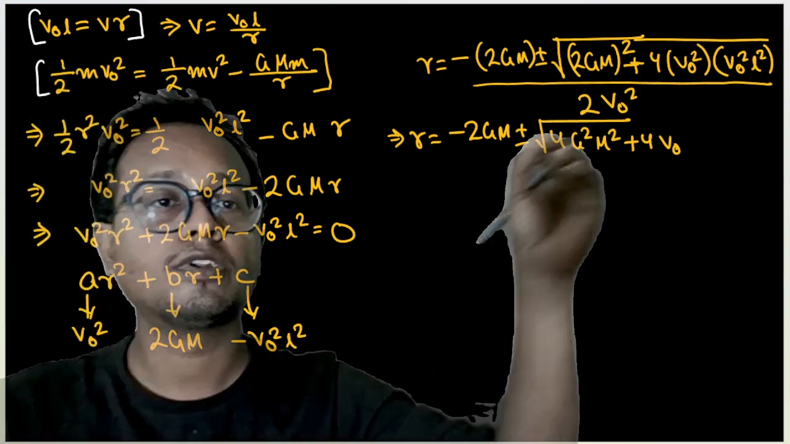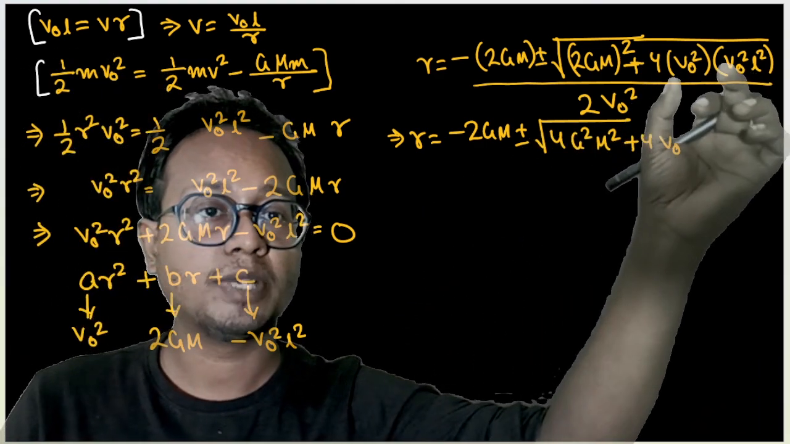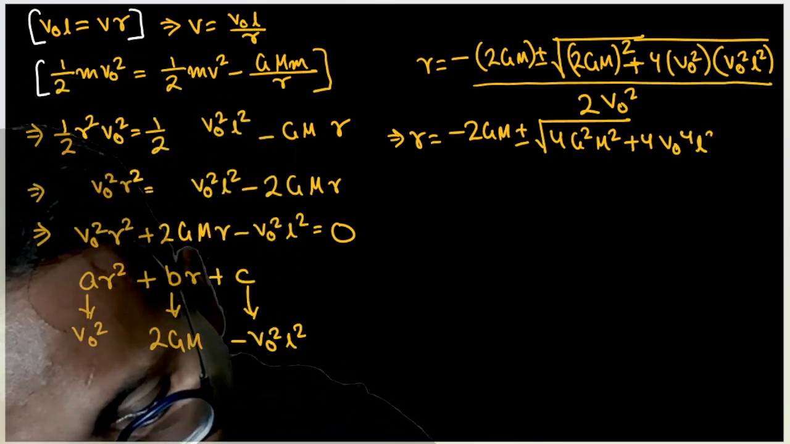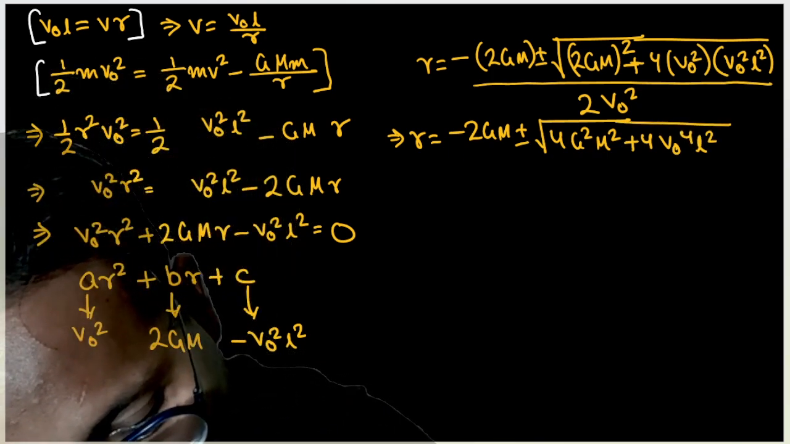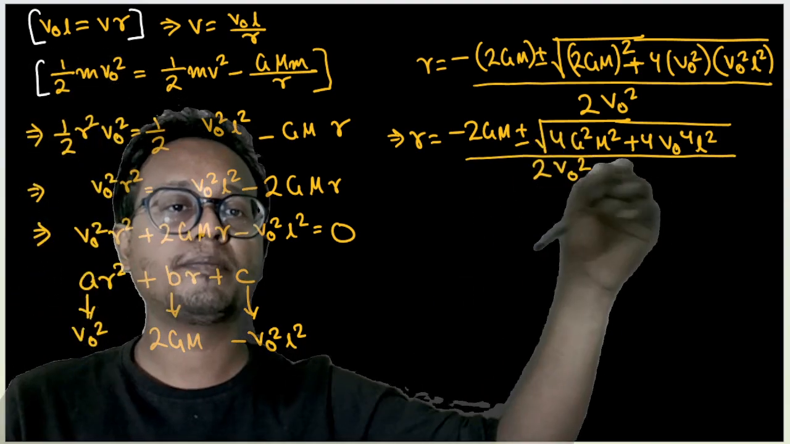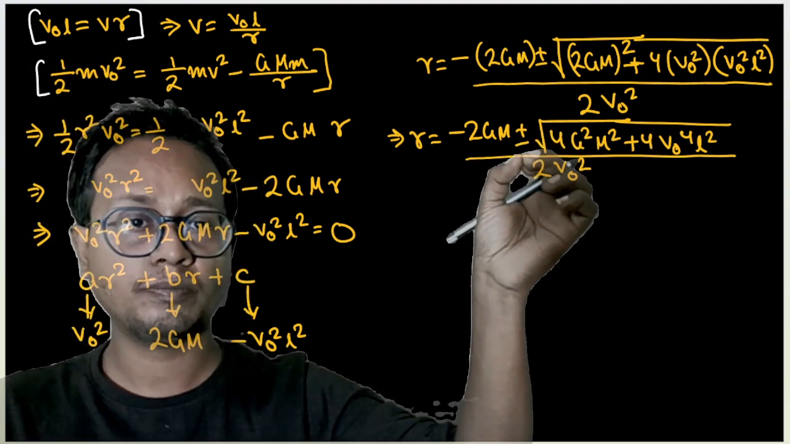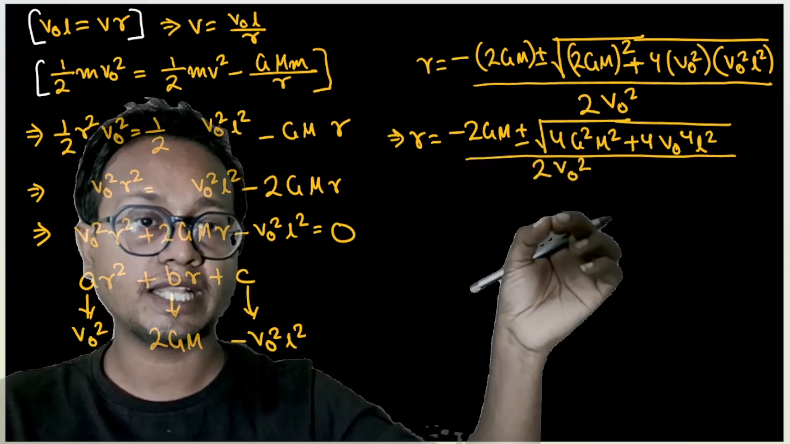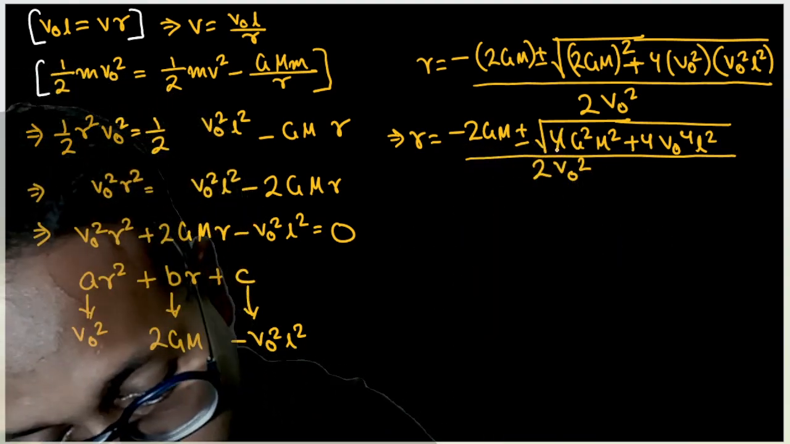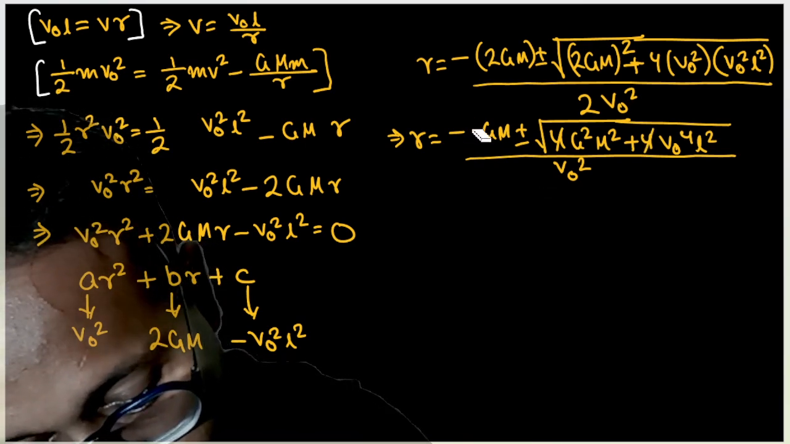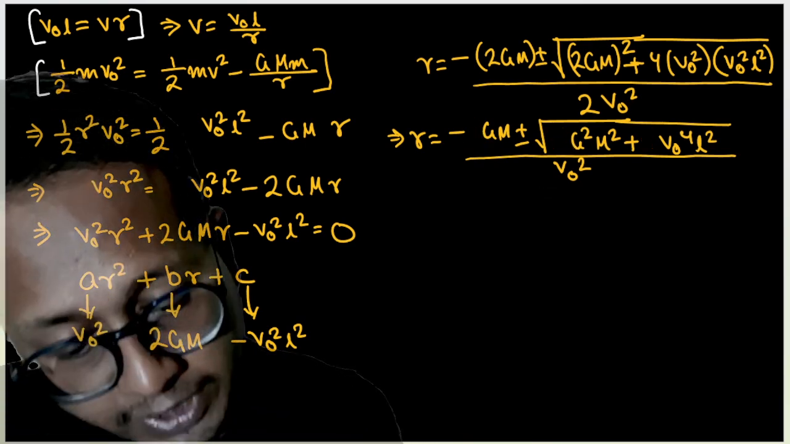Okay, this v naught square would get multiplied by this v naught square and become v naught to the power 4. So v naught to the power 4 into L square, divided by 2 v naught square. So I can take this 4 common and take it outside the square root. If I take this 4 outside the square root, it will become 2. This 2 and this 2 will get cancelled by this 2. So effectively this 4 and this 2 are getting cancelled. Okay, so this is our answer.